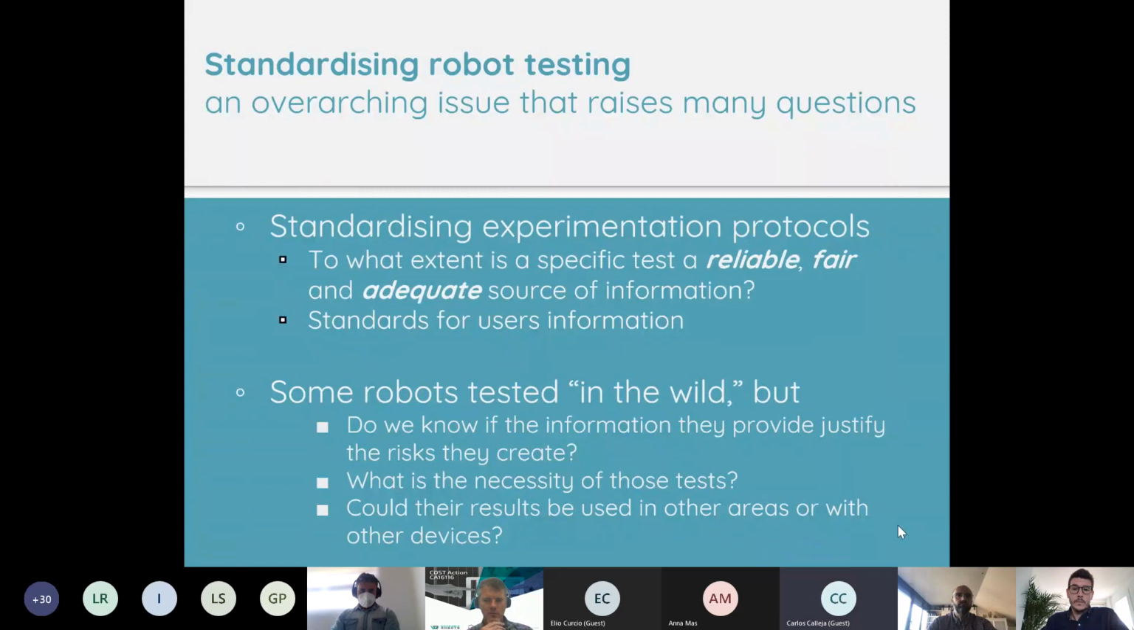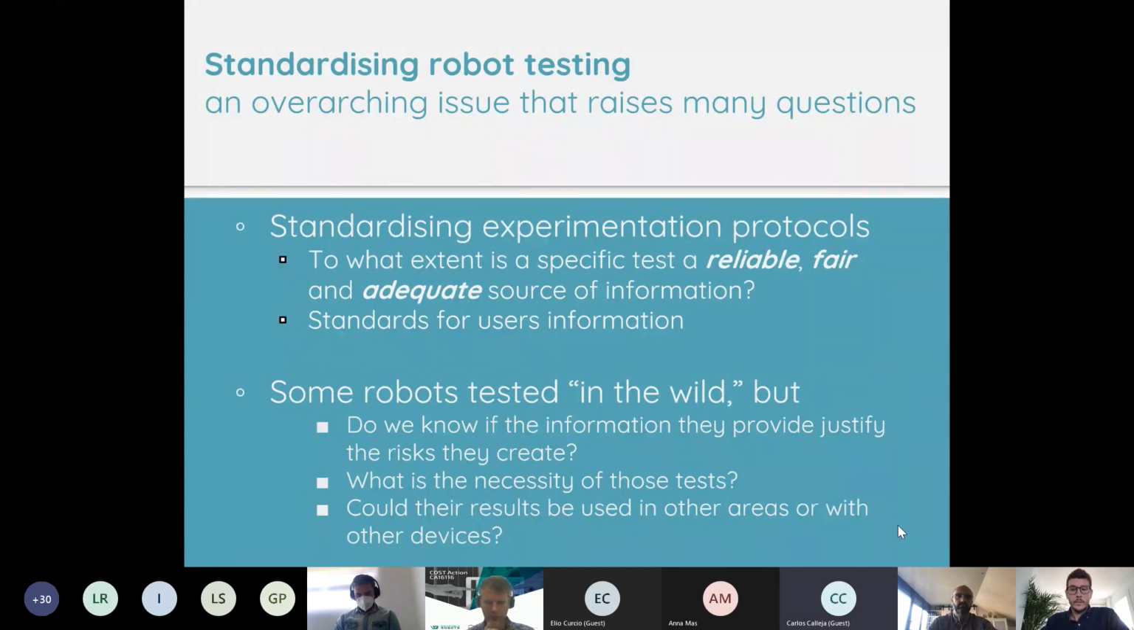And another aspect which is related to the previous one is that some robots are tested in the wild already. So we see many robots being tested outside in the streets, from autonomous vehicles to care robots in hospitals. But do we know that the information they provide justifies the risks they create? And this is a key regulatory question, because normally testing generates risks for users or for those that are under test, and also generates some restrictions on their legal rights. So to what extent does the use of testing justify the risk it creates?